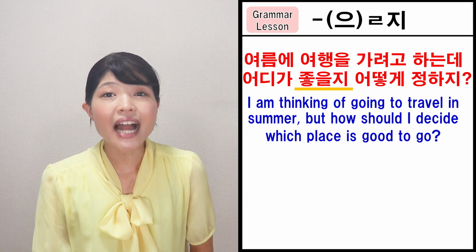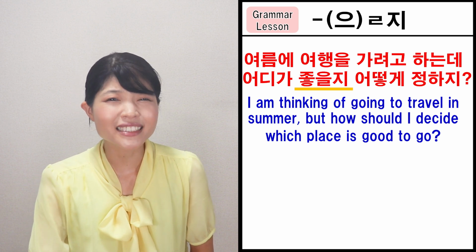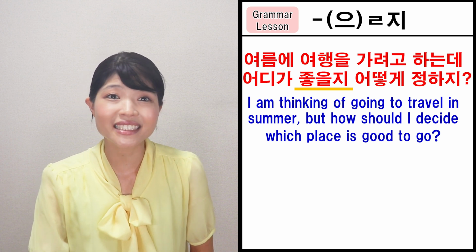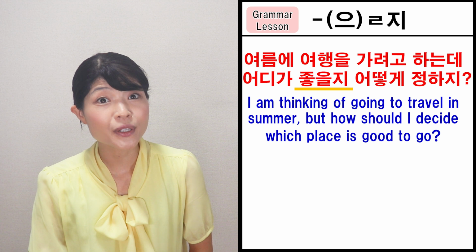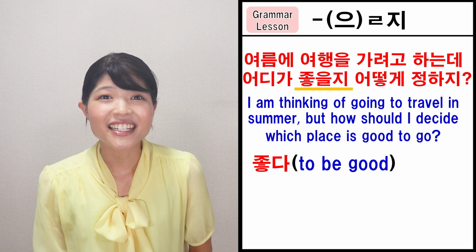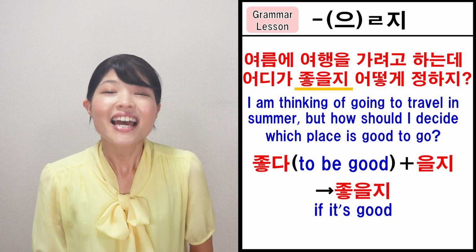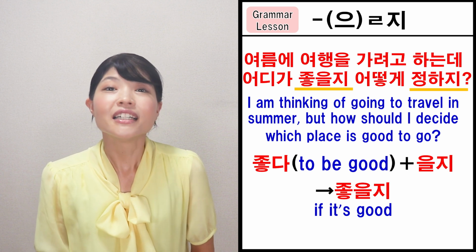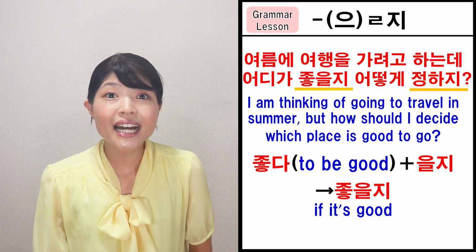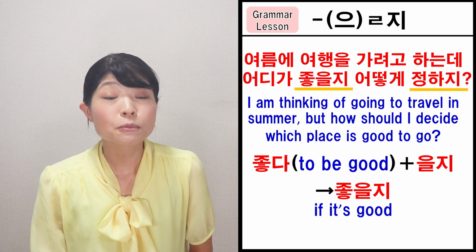여름에 여행을 가려고 하는데 어디가 좋을지 어떻게 정하지? I am thinking of going to travel in summer, but how should I decide which place is good to go? Here, 좋다, to be good, is an adjective with a final consonant. So you add 을지 to make 좋을지, if it's good. In addition, after this grammar, 정하지, decide, follows to make a phrase like 어디가 좋을지 어떻게 정하지, how should I decide which place is good?